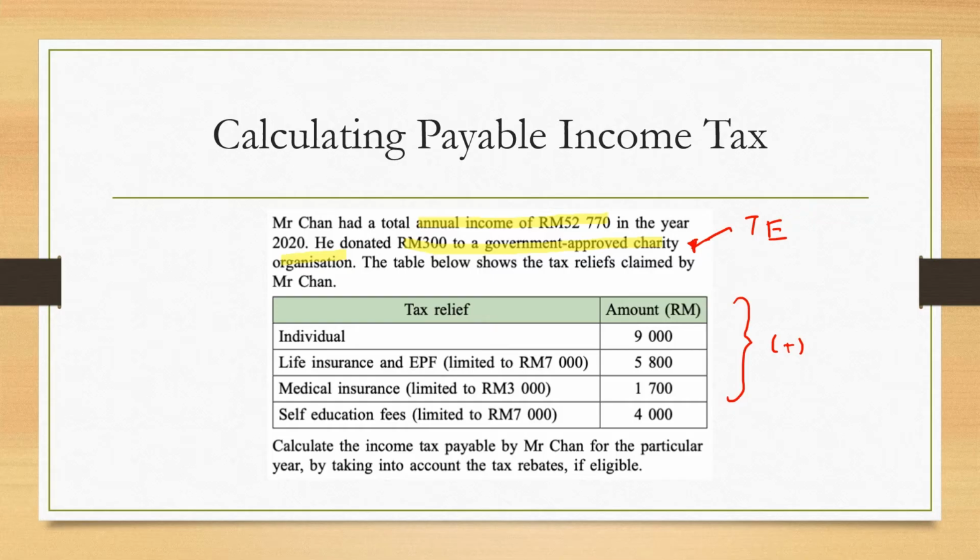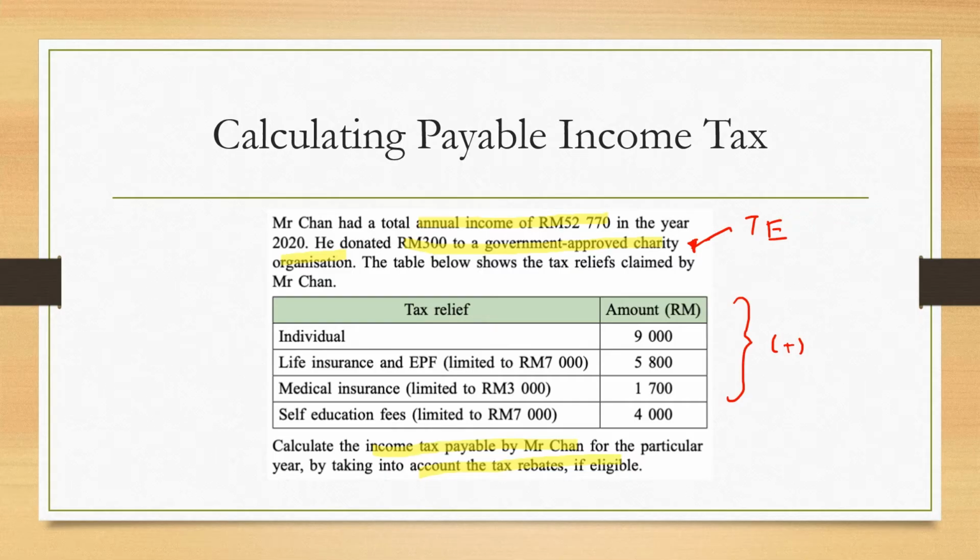Okay, so now we look at calculating the income tax payable. Calculate income tax payable by Mr. Chan for the particular year, taking into account the tax rebate if eligible. This question does not tell you your zakat fitrah, so it says eligible, which means we have to look at the first scenario, meaning look at your chargeable income. So what's your chargeable income value first? Let's find that first.